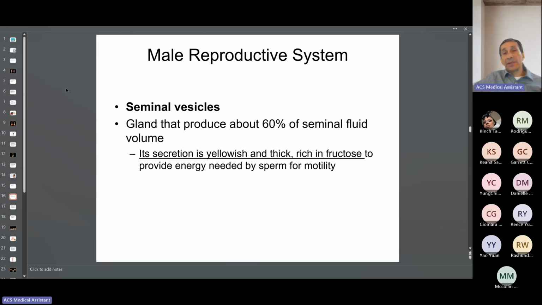Any questions about this first sex gland that's called the seminal gland?